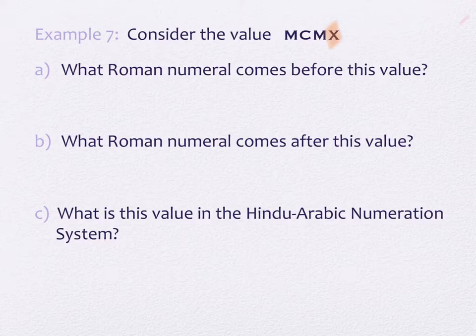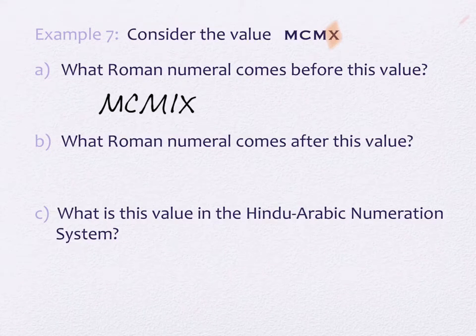So we're looking at the X. So if I want to find the number before this, what would I have to do to the X to make that X the number before? Put an I in front of it. So the MCM part doesn't change. But instead of X, I'll have IX to have a 9 at the end instead of the 10.